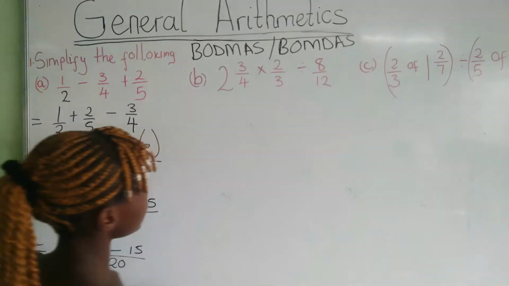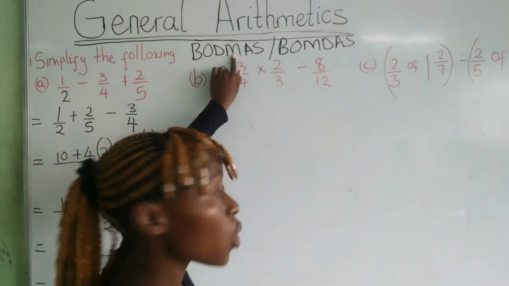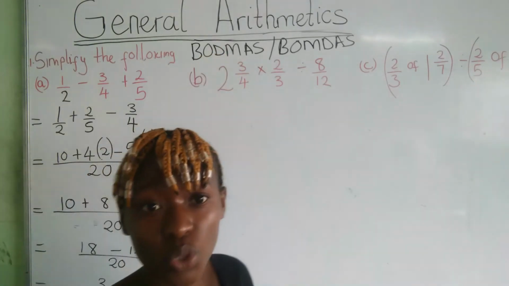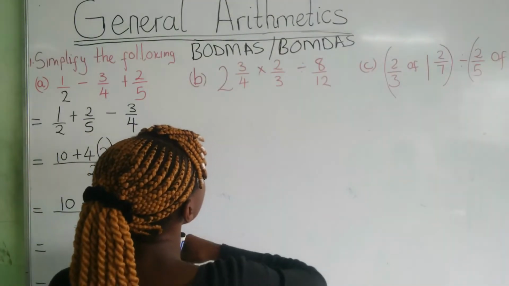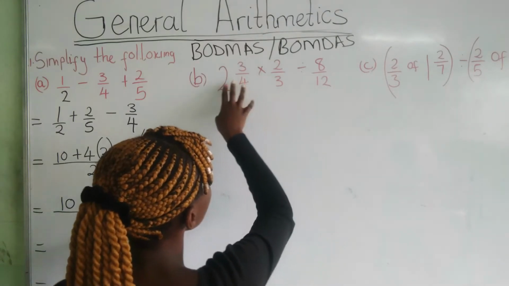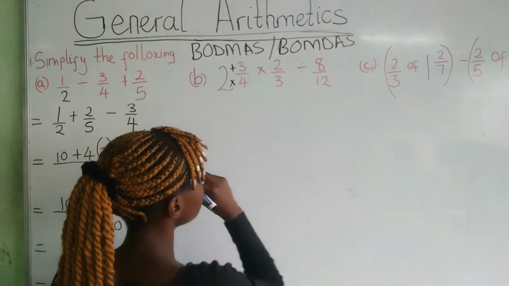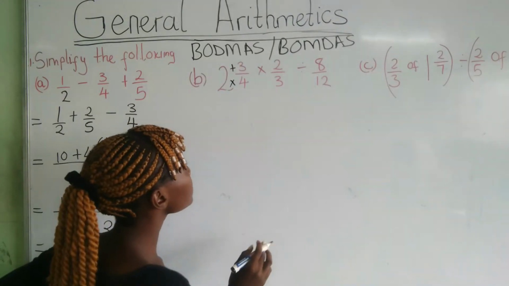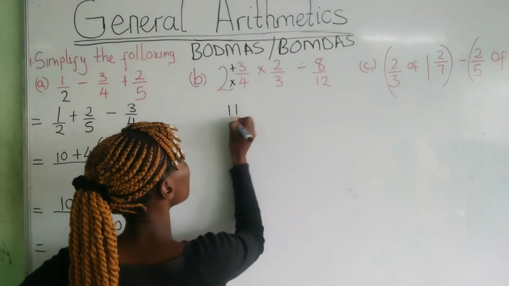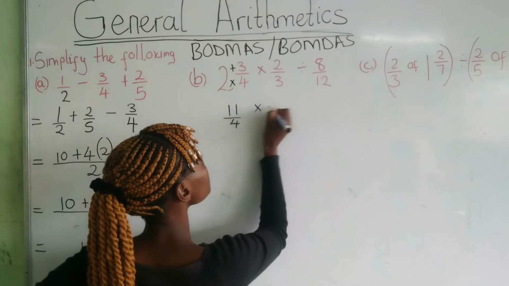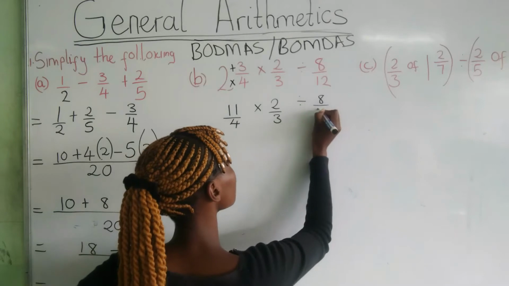it's about multiplication. You can either start with multiplying or dividing, so I just choose whatever I want. For this part, I'm going to simplify this part first. So we multiply, then we add here: 4 times 2 is 8, plus 3, giving 11 over 4, times 2 over 3, divided by 8 over 12.